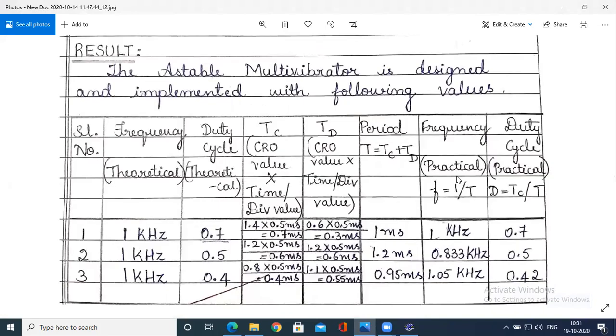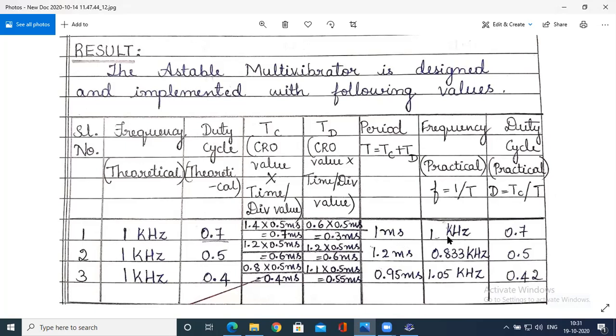Yes, here are the calculations. This is what you have done practically. In the simulation, you create a column over here. So you calculate this, right? The charging time is 700, discharging time is 300 microseconds, right? So you add it, you'll get 1 millisecond. Remember, when you add TC plus TD, TC is 700, TD is 300. When you add this, you'll get 1 millisecond.